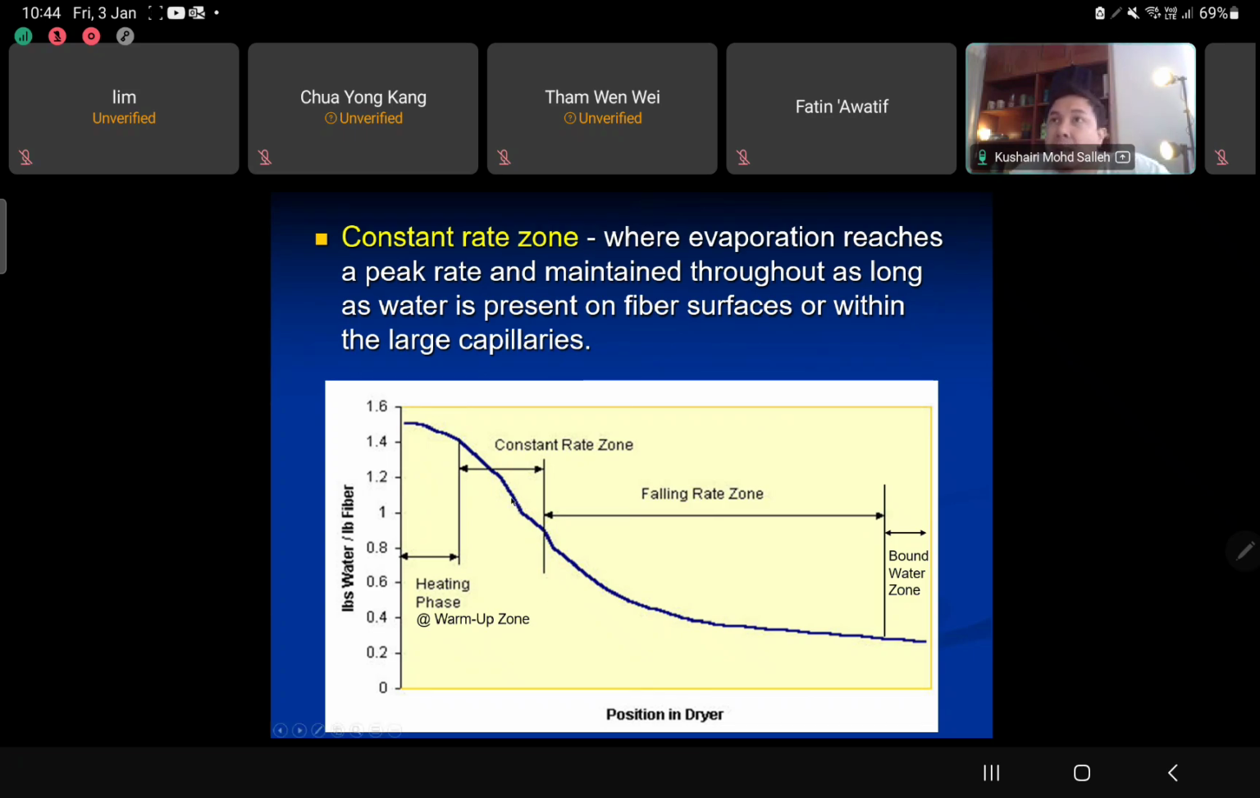And then we have the constant rate zone. This is where the removal of water is the highest, where evaporation reaches a peak rate and is maintained as long as water is present on fiber surfaces or within the large capillaries. So this is where the evaporation reaches the highest. You can see the graph is more steep, so the evaporation rate is higher.